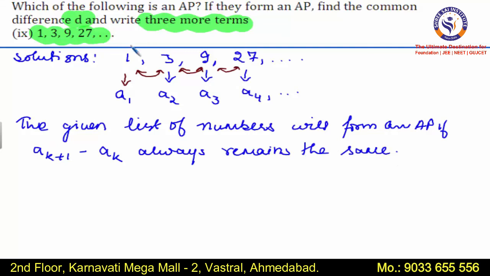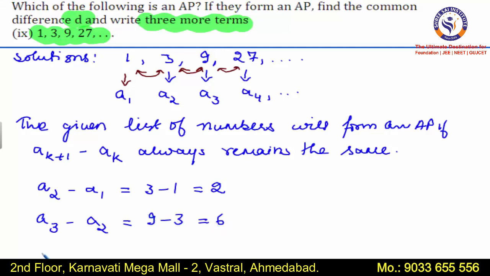So to check whether the given list of numbers is an AP or not, let us find the difference of consecutive terms. First, let us find out A2 minus A1. This is equal to 3 minus 1, which is equal to 2. Now let us find out A3 minus A2. This is equal to 9 minus 3 and this is equal to 6. Now let us find out A4 minus A3. This is equal to 27 minus 9 and this is equal to 18.